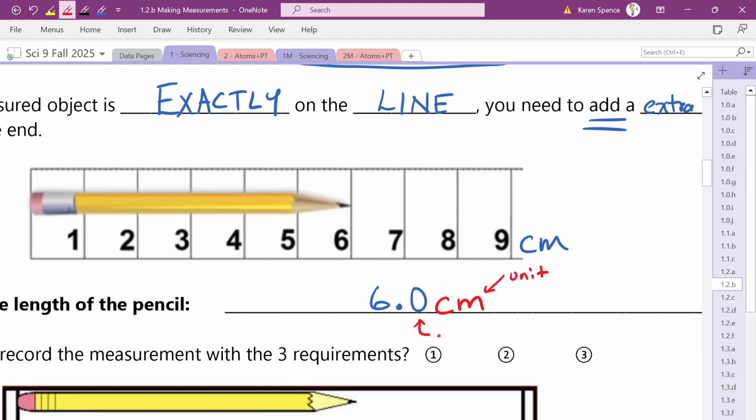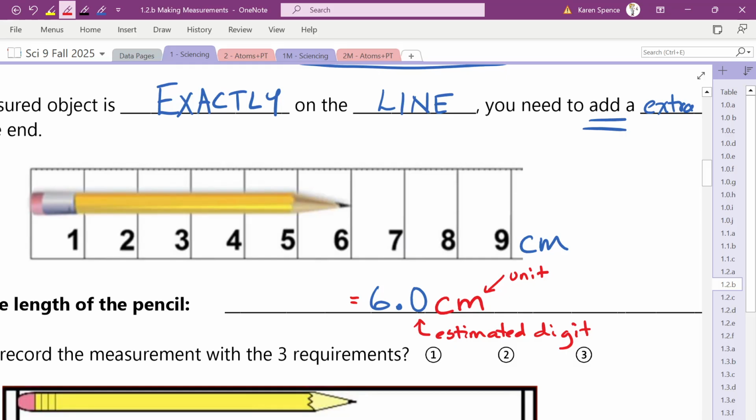We have our estimated digit. There was one other thing we needed. There were 3 things. Unit, you need to have what you are measuring. So what should we write? Length of pencil. Now, it can get tiring to be writing length of pencil. Okay, scientists, we are lazy people.